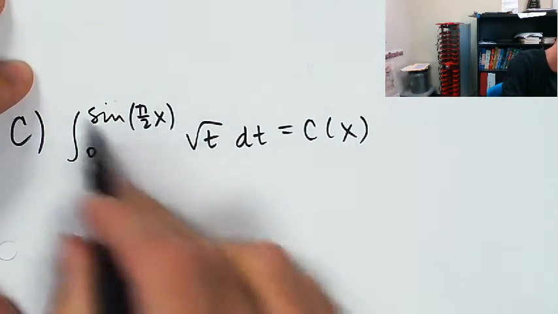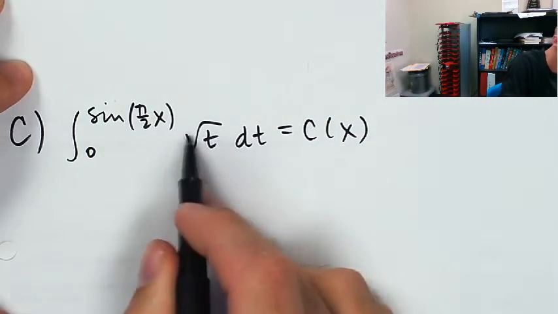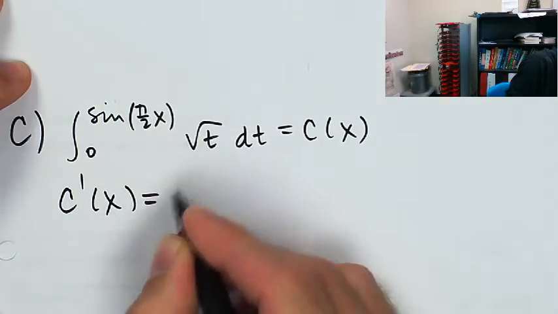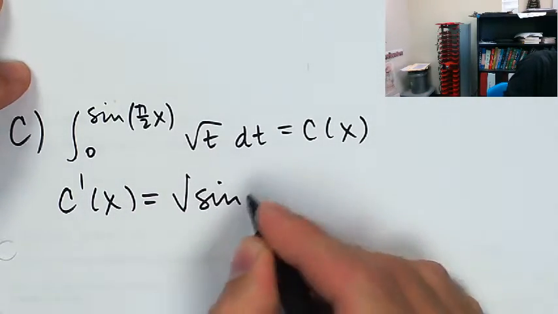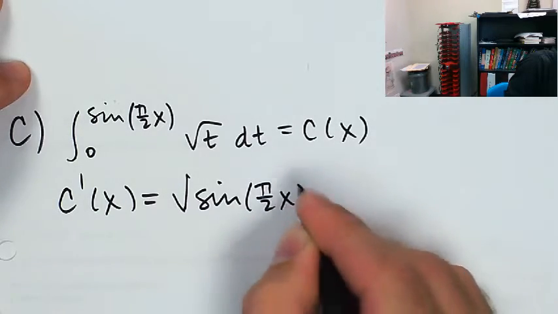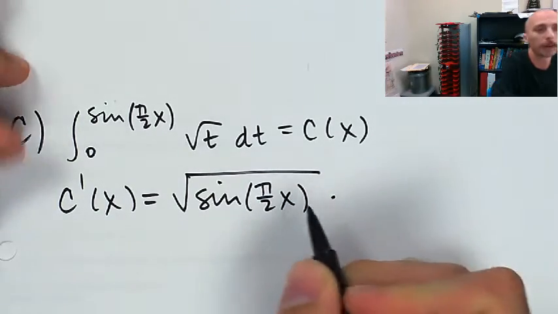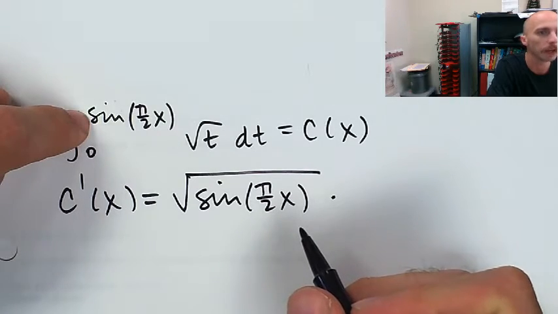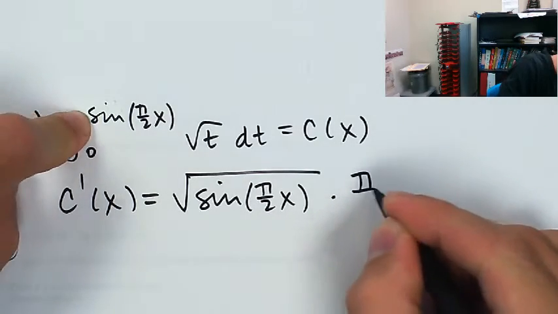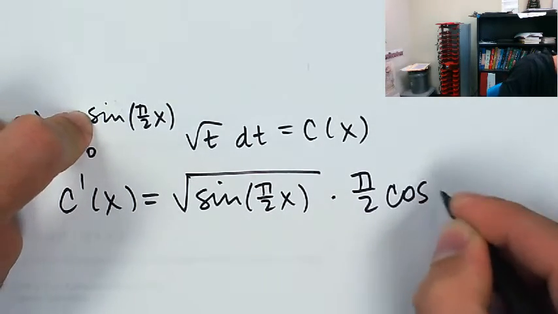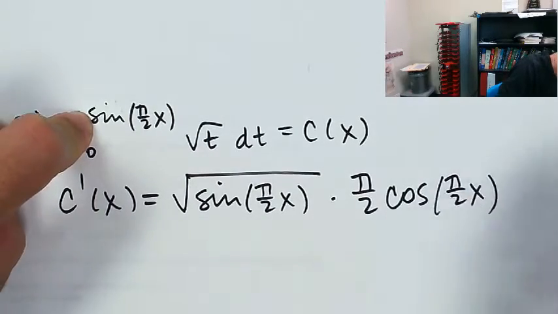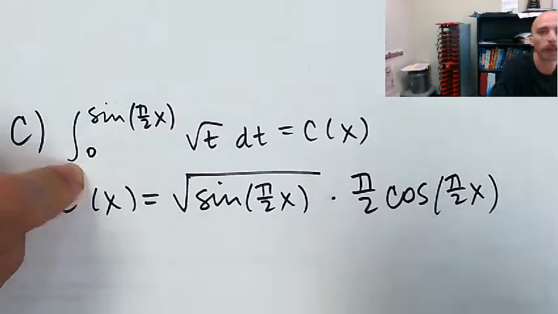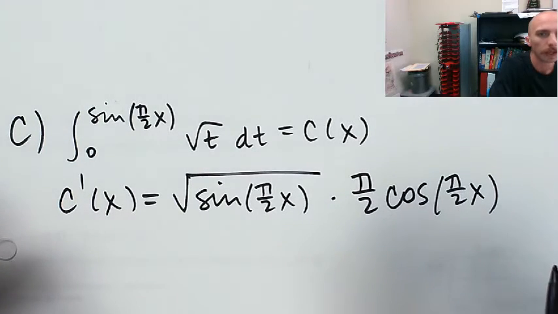So what I'm going to do is take this upper bound and throw it in wherever I see t in the integrand, which is just there in the square root. So c prime of x equals the square root of sine of pi over 2x multiplied by the derivative of the upper bound, which is going to be pi over 2 for the chain rule, cosine of pi over 2x. We took the derivative of the outside, left the inside the same, and then multiplied by the derivative of the inside for the chain rule.